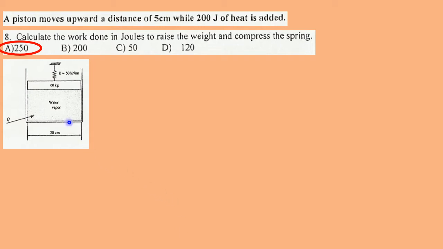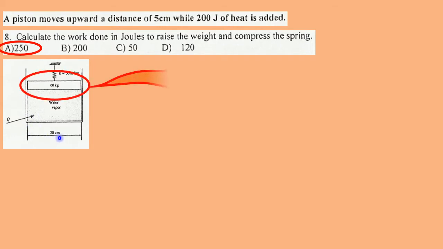Now this is our diagram. Let's try to analyze what we have in the diagram. We have a piston of mass 60 kilograms. We have a spring attached to the piston with spring constant K equals 50 kilonewtons per meter. We have water vapor in the cylinder. We have heat added, Q, and the diameter of the cylinder is given as 20 centimeters.